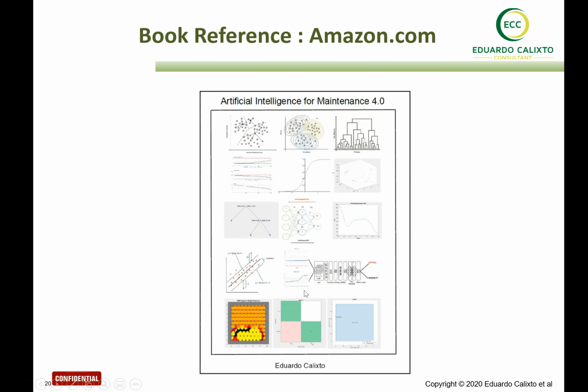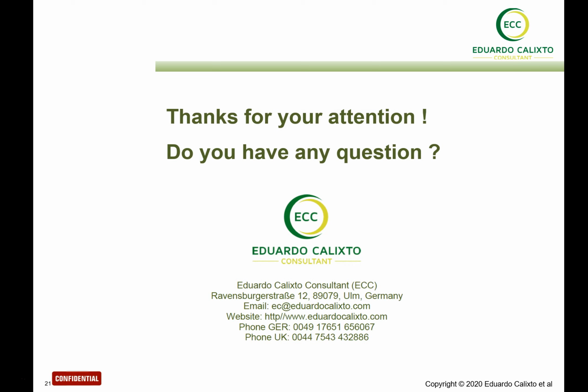The decision tree model is also in the Artificial Intelligence for Maintenance 4.0 book. All the theory is explained there if you want to get a test so as not to forget the theory. And let's move on to the next model, the naive Bayes methods.